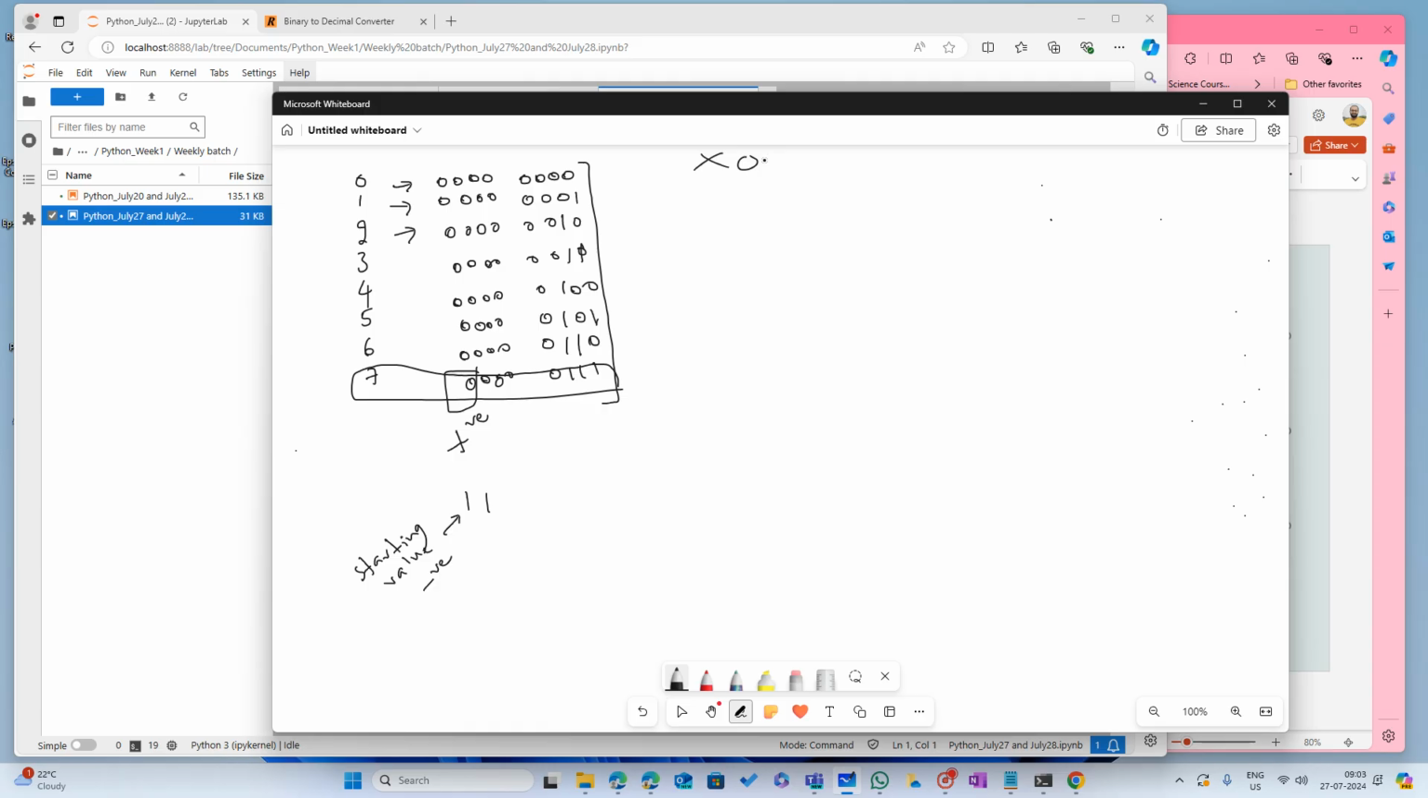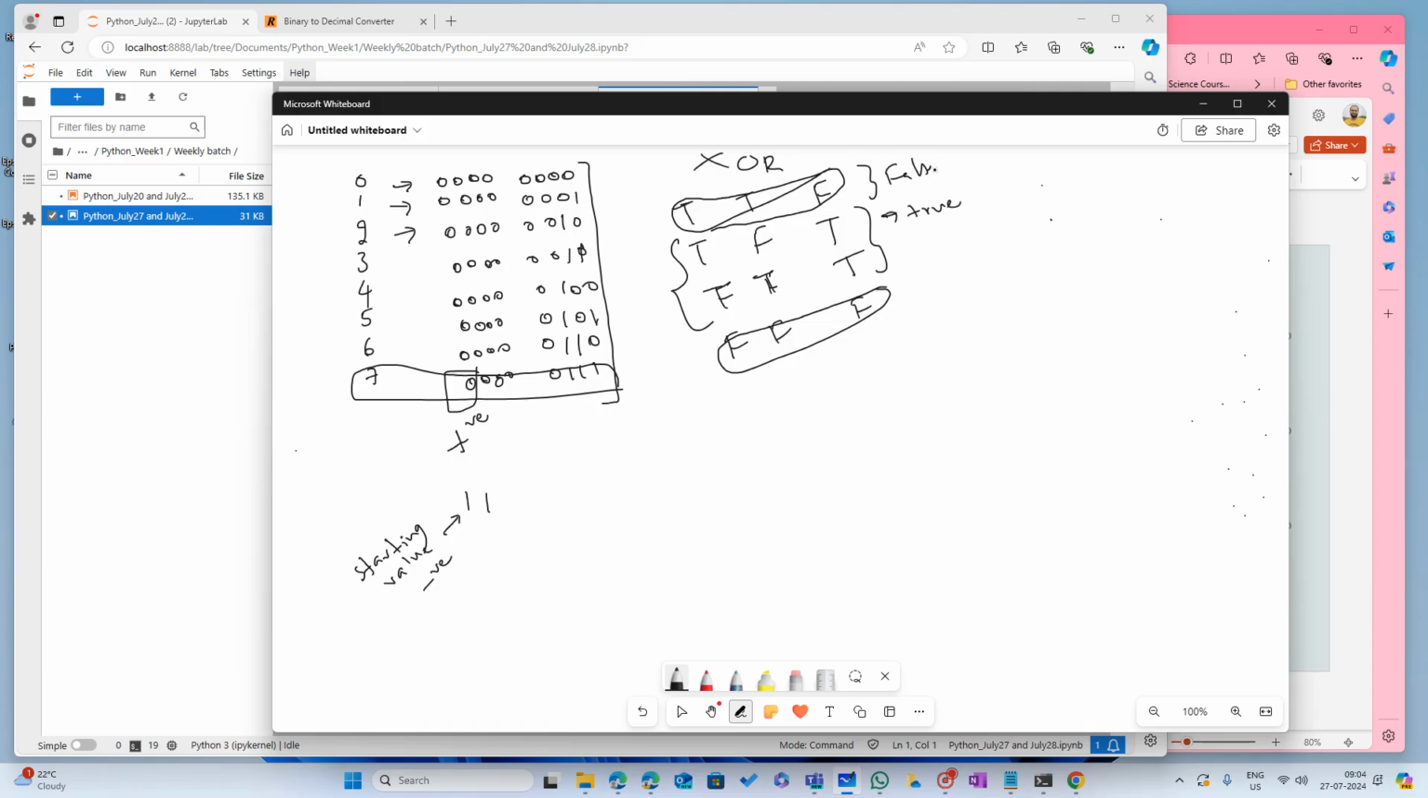For the XOR table, if you have true comma true, it will make it false. If you have true comma false, it will make it true. If you have false comma true, again it will make it true. If you have false comma false, it will make it false. So if you have the same values, it will be false. If it is a different value, it is true. So that's how XOR works.